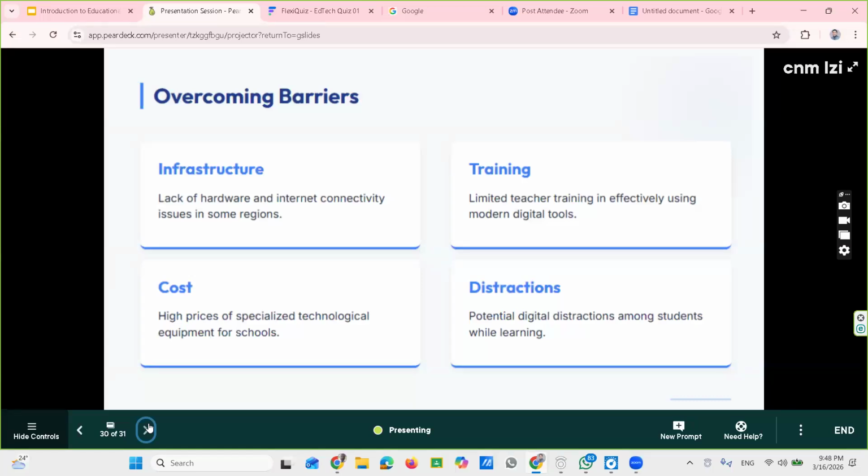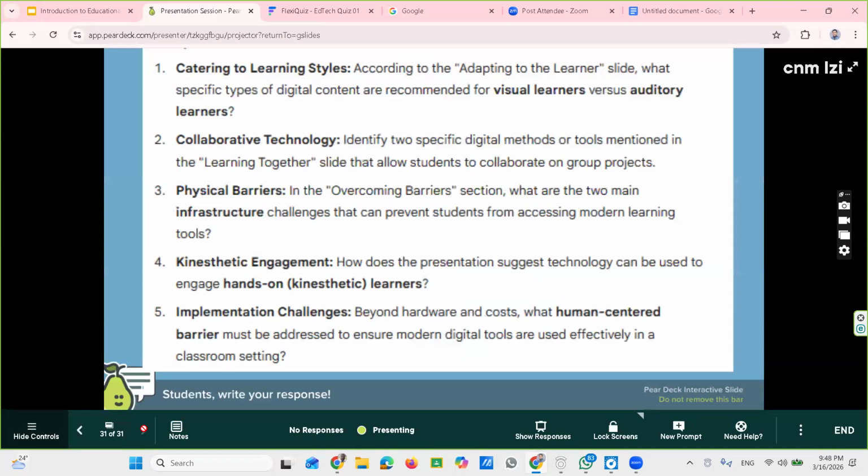Then distraction: potential digital distraction among the students while learning. These are the barriers we should focus on, and how to overcome them. That's the end of today's lesson. The next one is actually another activity, but we have no time for it. We are doing lots of activities throughout the lesson, so I'm going to skip this one.